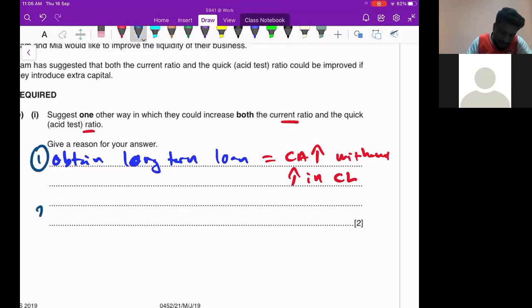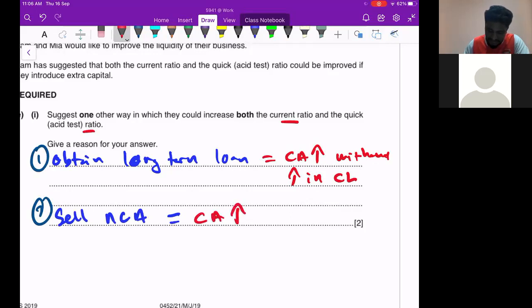First one. Second one, you can sell a non-current asset. Whenever you sell your non-current asset, your current asset will be increased. That's the reason. You can receive more money. Or another one, you can say, introduce a new partner. But introducing a new partner is not really a good idea, because when you introduce a new partner, the existing partner's control will be reduced. But obtaining a long-term loan and selling your non-current asset is a good idea.